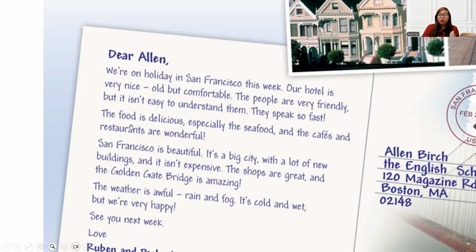The second paragraph is about food. The food is delicious. Delicious means tasty. The taste is good. Okay. You can only try the taste and say something is delicious, tasty, only for food. Okay. Especially the seafood. All right.